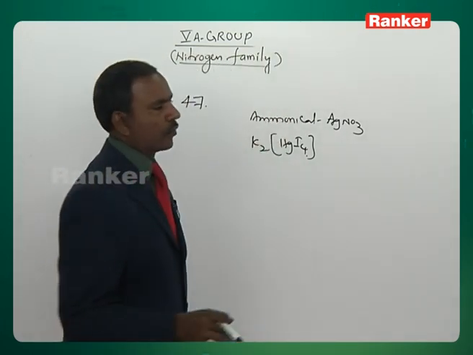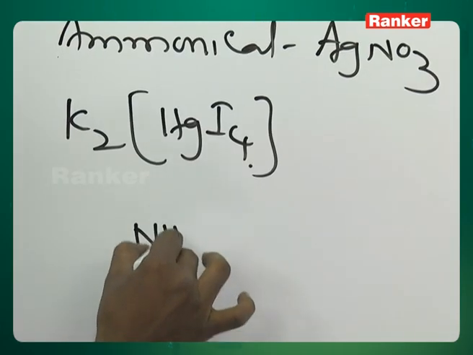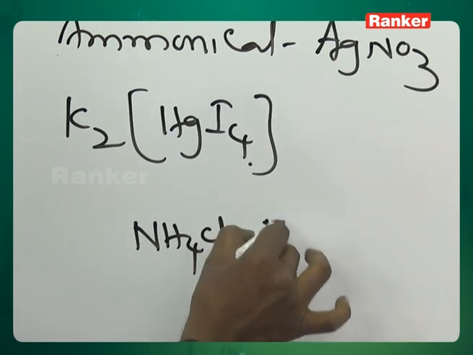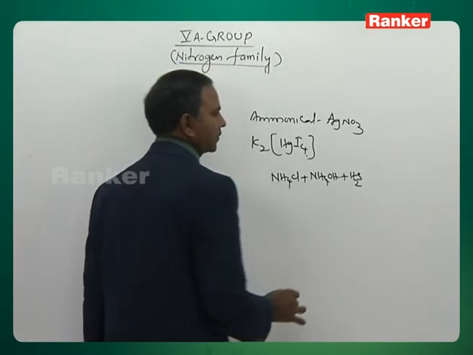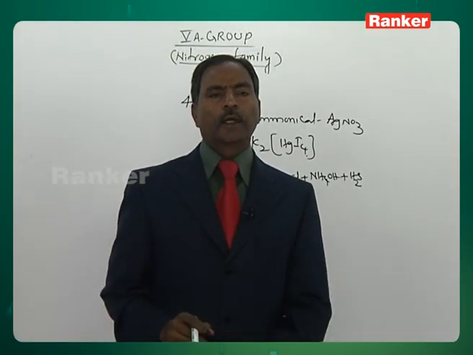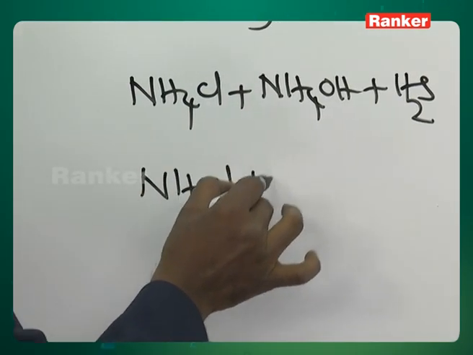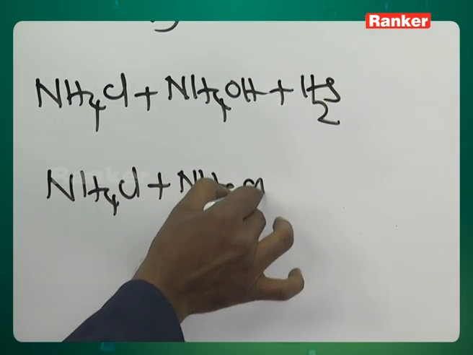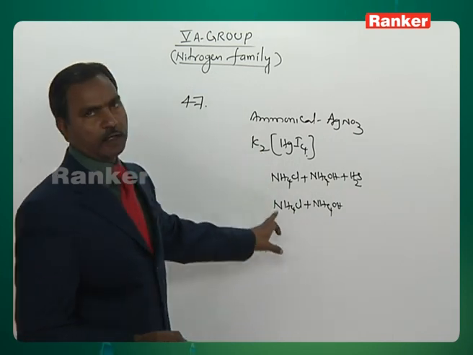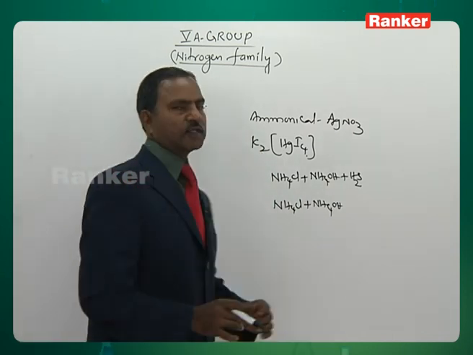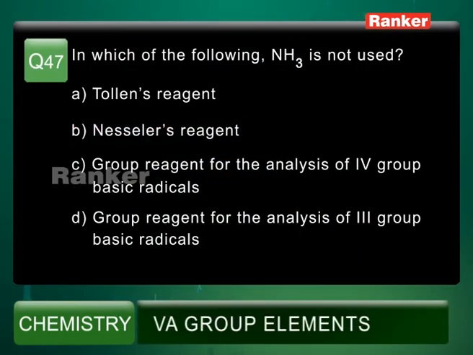Coming to C, fourth group reagent. Fourth group reagent is a mixture of ammonium chloride, ammonium hydroxide and H2S gas. See, ammonia is there. Third group reagent, only ammonium chloride, ammonium hydroxide. See, ammoniacal silver nitrate, ammonia is there. Only in Nessler's reagent, there is no ammonia. So, question number 47, answer is B.